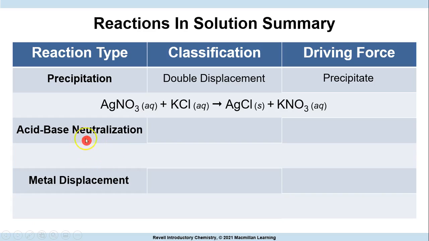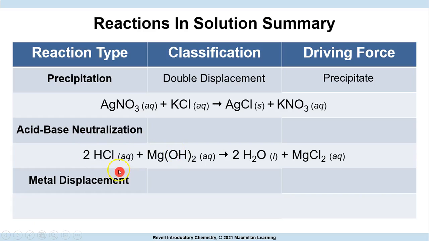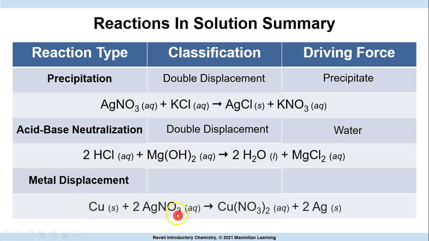Now let's look at the acid-base neutralization. We are looking at hydrochloric acid reacting with magnesium hydroxide to give us water plus magnesium chloride. So what is the classification? This is still a double displacement reaction, and the driving force here is the formation of the water liquid. Now for the metal displacement, we've seen copper displacing silver in silver nitrate to form copper nitrate and silver metal. This is a single displacement reaction.